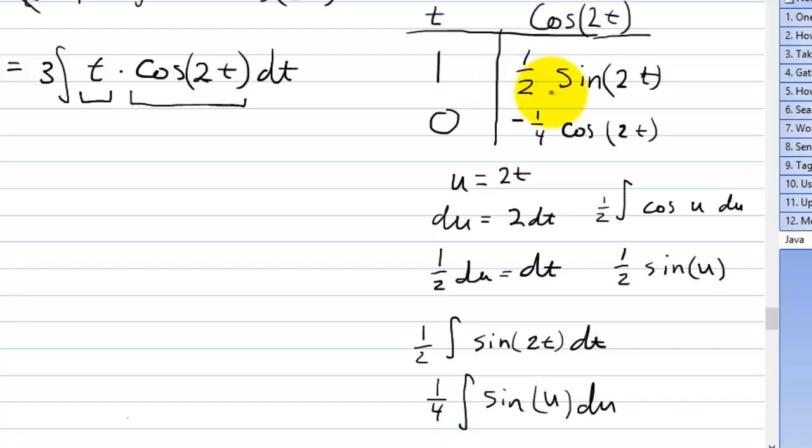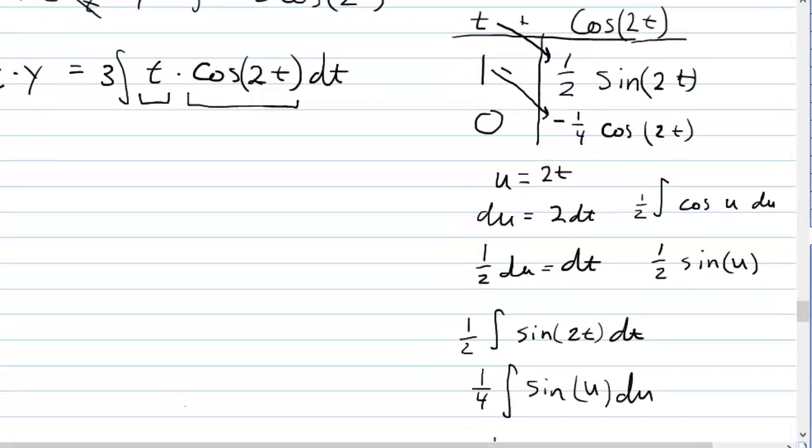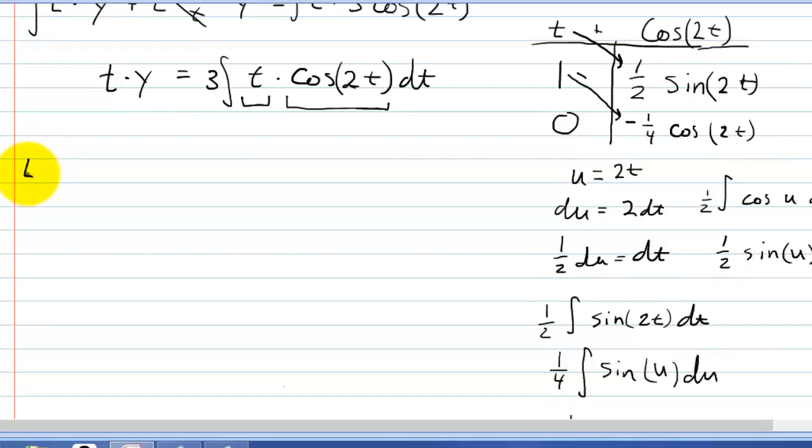And so now that we have this, now what you need to do is you're going to multiply the t times this first entry, and you're going to put a plus on that. The next one you're going to multiply is the 1 into the next entry down here. This is going to be a negative. So let's go ahead and plug that into the equation. So this is going to be t times y is equal to 3. And here's where we're going to enter it in.